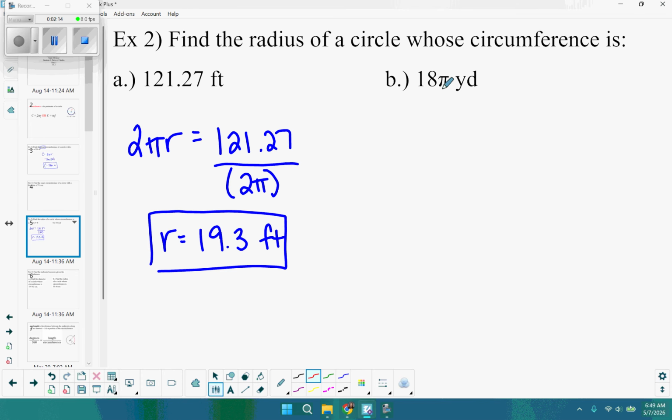All right, so for B, my circumference is 18 pi. So that's 18 pi equals 2 pi r. So here, the pi's cancel. When we divide by pi, it's gone. So I'm really just going to have to divide by 2. So 9 would be my answer. It's 9 yards would be the radius.